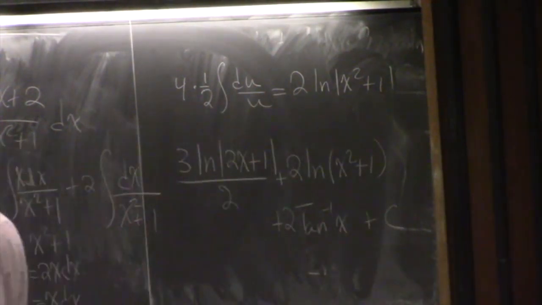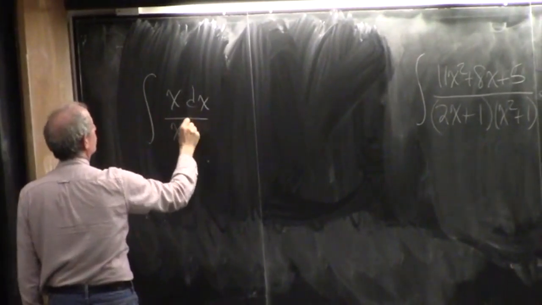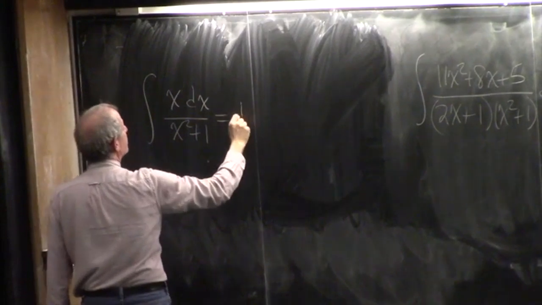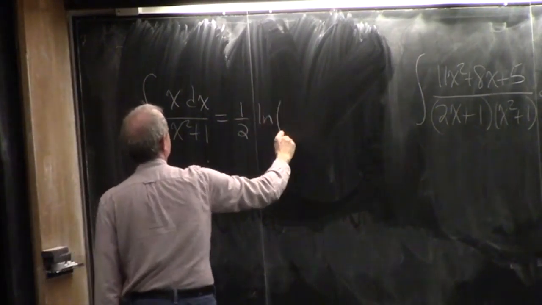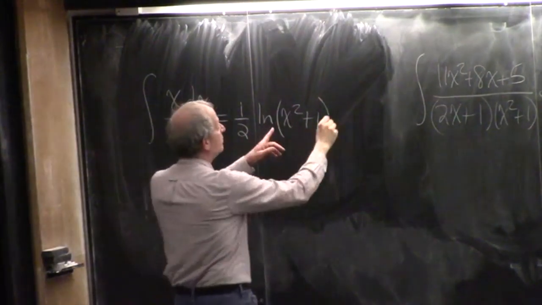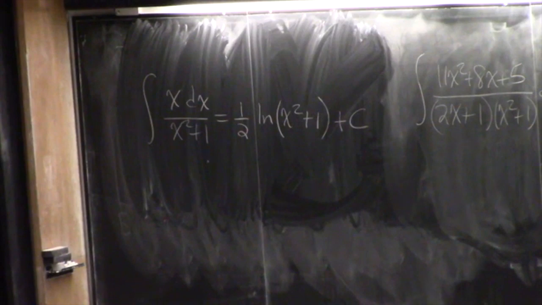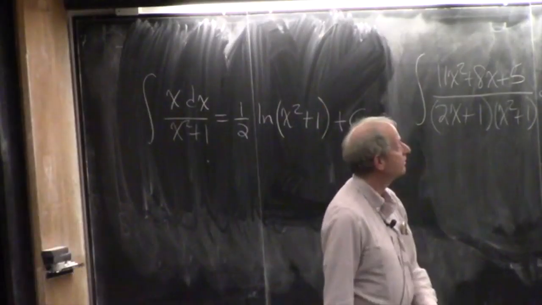So I recommend, because we might have one of these in the final, we might not, I don't really remember. But if you have the integral of x dx over x squared plus 1, just remember that that's a half ln of x squared plus 1. You don't need the absolute value bars because x squared plus 1 is always positive. Alright? Let's see if you guys have something else to work on.